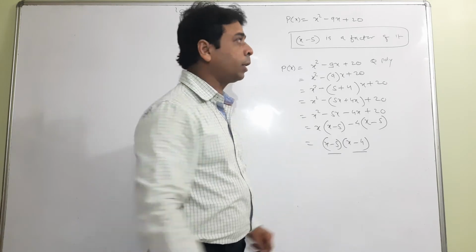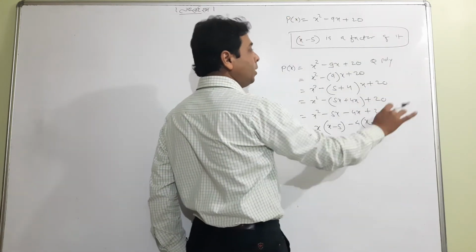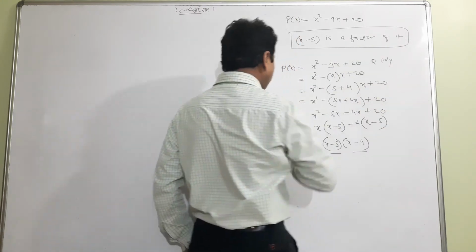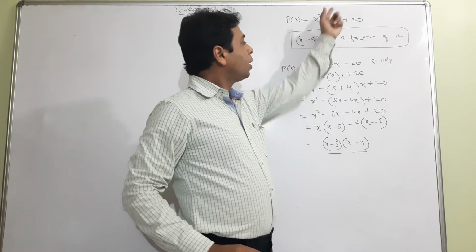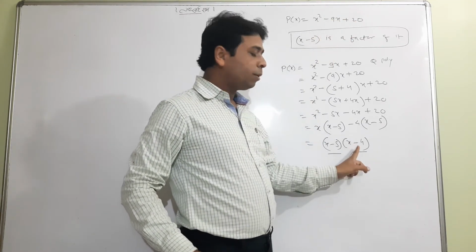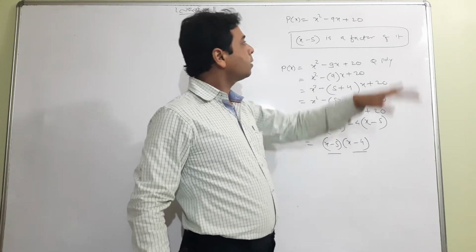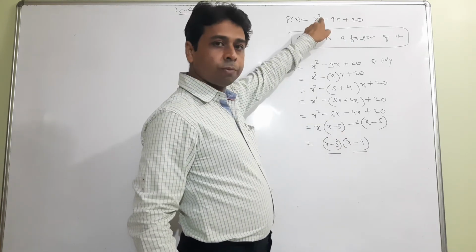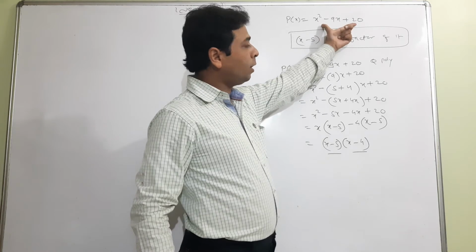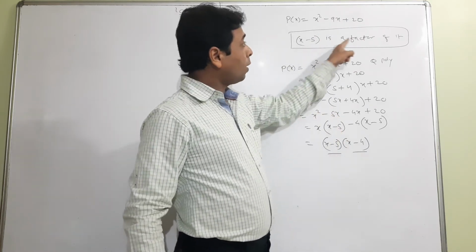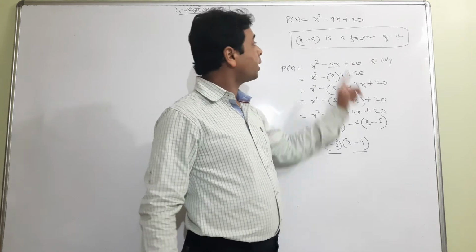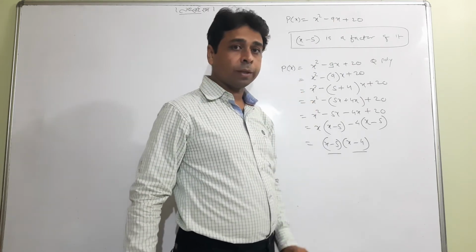I want to tell you one thing. When the question is, look again: x minus 5 is one of the factors. What is the other factor? x minus 4. You know, guys, the power of x is 2, meaning this polynomial has two factors, first and second. x minus 5 is one of the factors. How did we prove it? Because x equal to 5 was satisfying it.